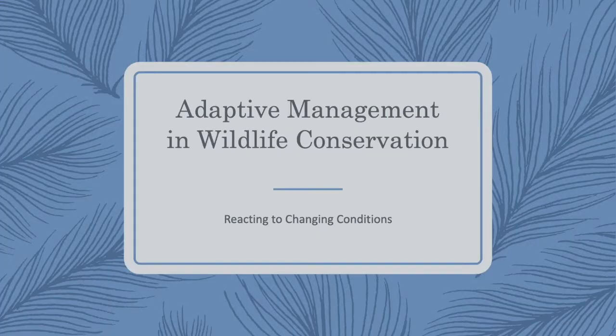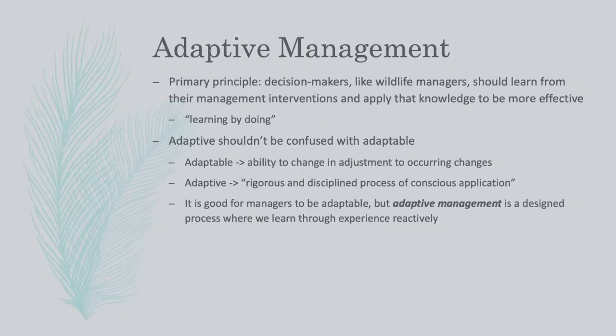All right, so let's go into the material. The material for today is adaptive management in wildlife conservation, and also specifically we're going to get into those management techniques for forests. So what is adaptive management? Well, the primary principle of adaptive management is that the decision makers, which in this case are the wildlife managers, need to learn from their management interventions, from the actions they're doing, and they need to apply that knowledge in order to be more effective.